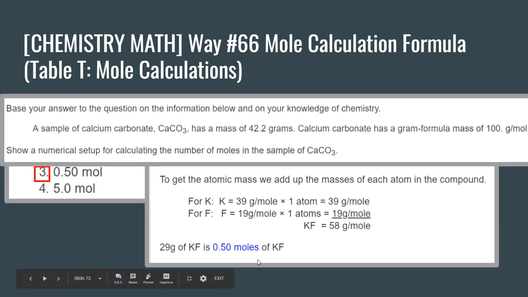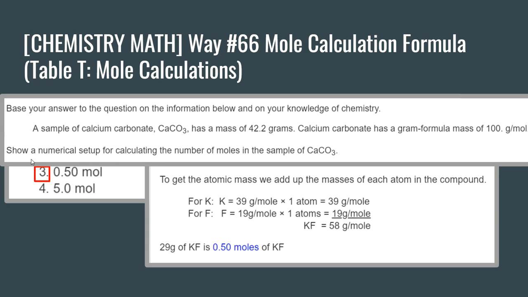Next question. A sample of calcium carbonate has a mass of 42.2 grams. This is the given mass. Calcium carbonate has a gram formula mass of 100 grams per mole. It gives it to you, so you need not calculate it by summing all the masses of each atom present in the compound. Show a numerical setup, meaning show your work, for calculating the number of moles in a sample of calcium carbonate.